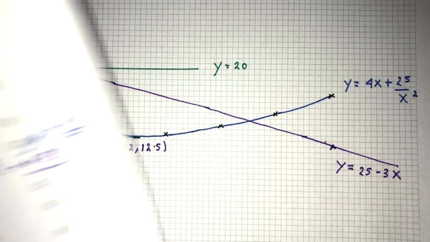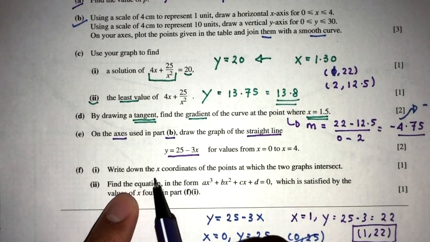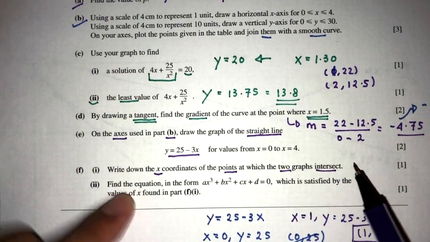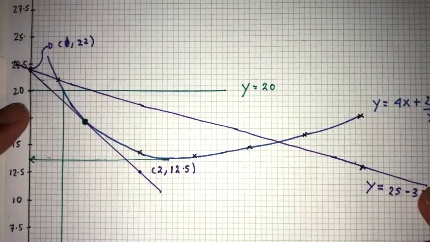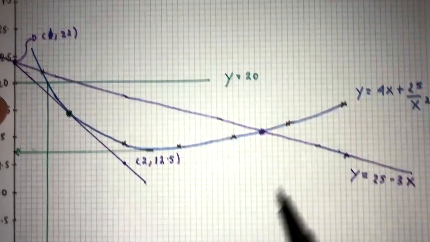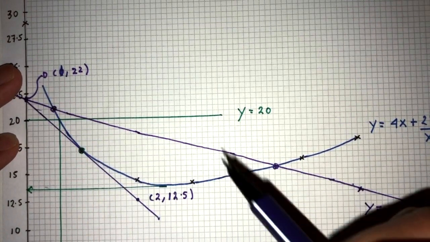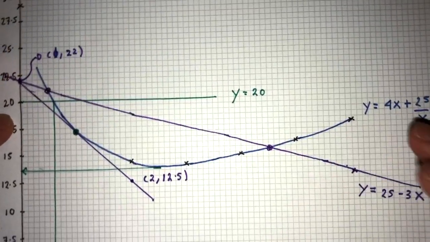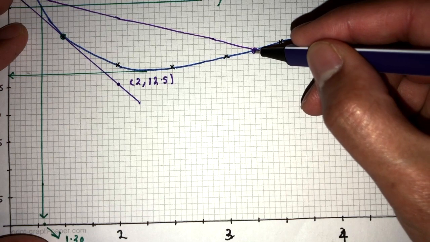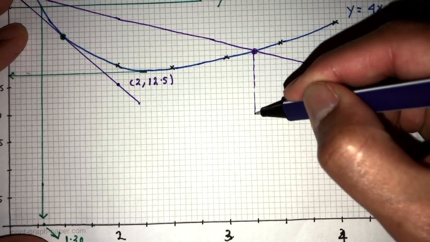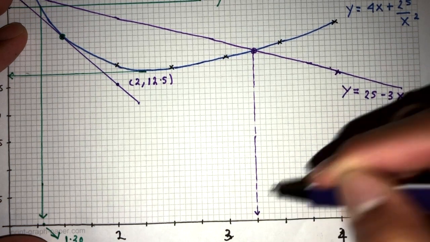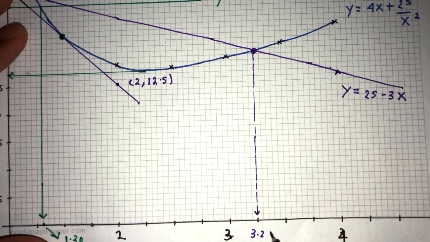Now moving on, we have to write down the x values of the point at which the 2 graphs intersect. So pretty easy, just observe the graph. Where does my line cut the graph? You can see we have 1 point here and we have another point here. So we can just find the corresponding values of x. So first one, and of course you have to use a ruler. Don't copy me. This is a bad thing I'm doing right now, but I have no choice. That should be 3.25.